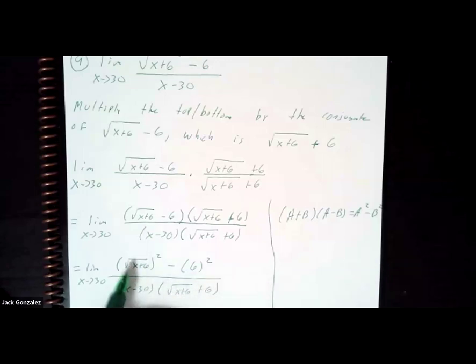So squaring this gets rid of your square root. Squaring the 6 gets you a 36. And the bottom, I'm still not going to do anything because I'm hoping to cancel the x minus 30. So I don't want to multiply it because I want it to get canceled. If I multiply it, then I won't be able to cancel it because it'll be distributed, which isn't helpful.